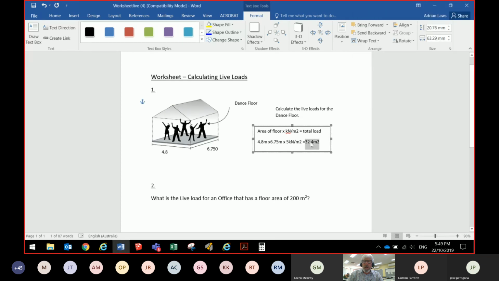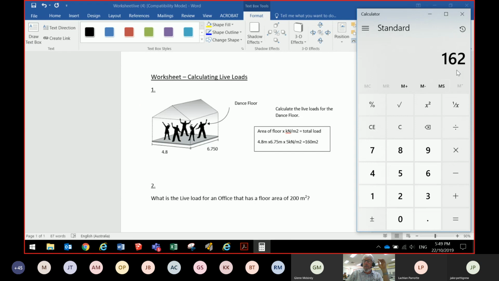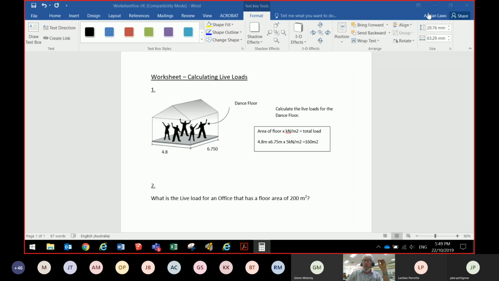Is that right there, Kamal? Kamal said 160. Kamal's called out 160. So you put in there what your answer is. I think I had a different measurement in there. Oh, I had 162 for that one. 4.8 times 6.75 times 5, I got 162. Oh, 30. So I had a different measure there.